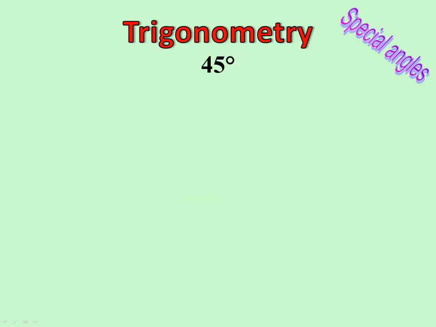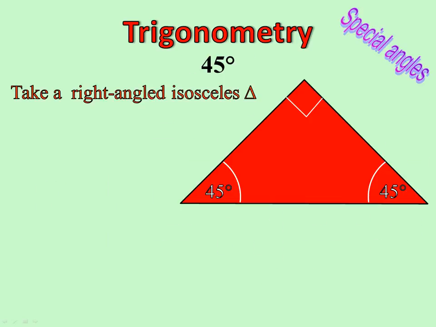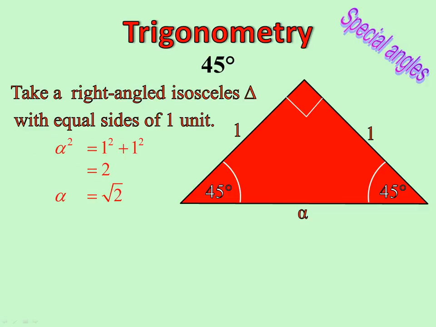Let's look at 45. Right-angled isosceles triangle. Right-angled isosceles, because then that gives us equal angles, adding up to 90, making them 45. I'm going to let the sides be 1 unit. I'm not going to divide any, so let's not complicate. By Pythagoras' theorem, I can find out that alpha is the square root of 2, so now we have the lengths of the 3 sides.